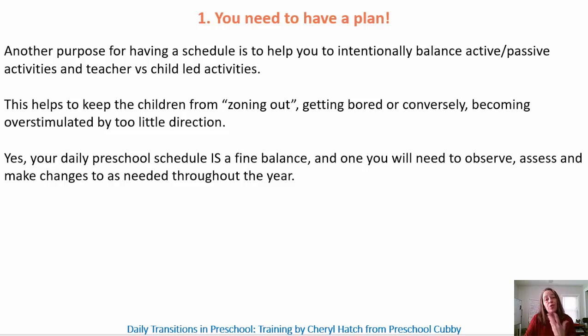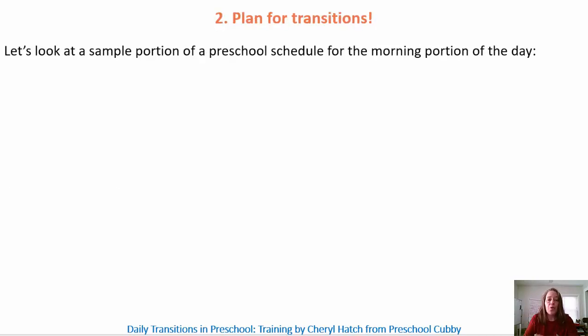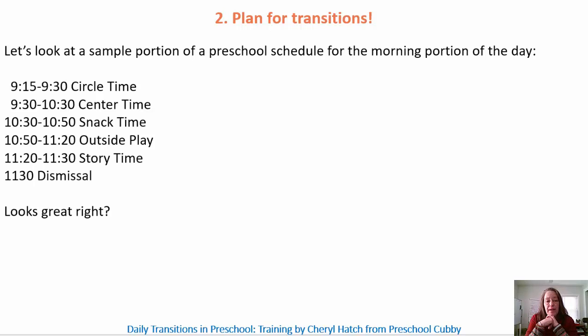So my point is you may need to reassess it throughout the year. Set up your schedule so it's balanced, and then review it throughout the year and make those types of changes. So let's look at a sample portion of a preschool schedule for the morning portion of the day. This is what it might look like.